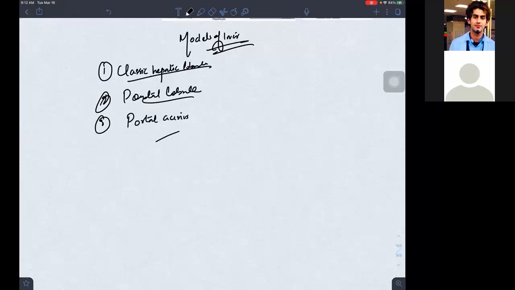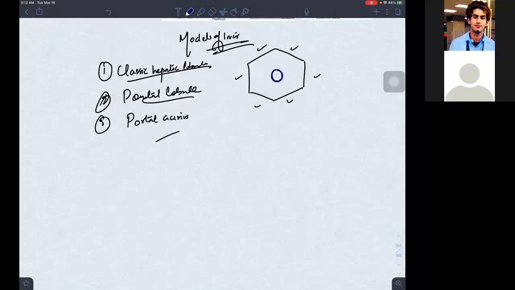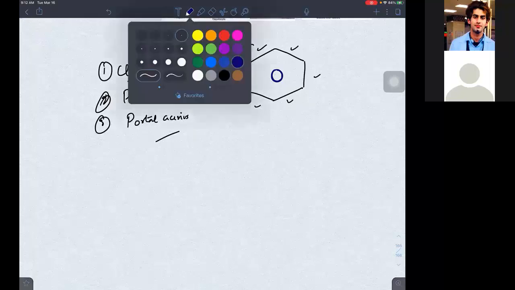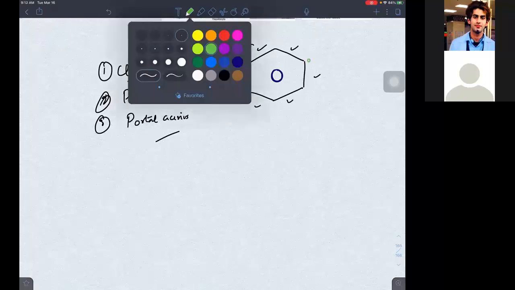Okay. So classical lobule, they said it is a hexagon. Can we see a hexagon? 1, 2, 3, 4, 5, 6. They said it's a hexagon. And this hexagon has a central vein in the center, like a benzene ring, an aromatic hydrocarbon. So this is a central vein. And he said there are triads at the periphery. So can I draw one total triad with what? Like this. And then this is a bile duct.